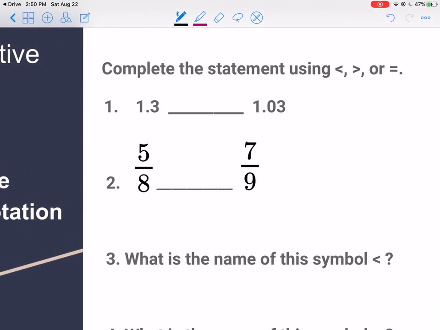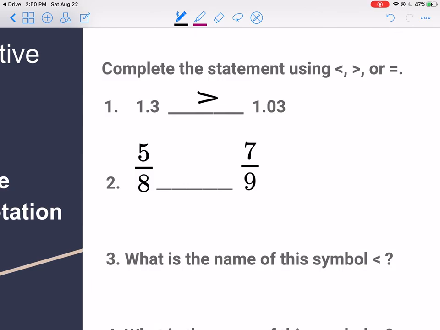So looking at this, it says complete the statement using a less than, greater than, or equal to symbol. So we're comparing 1.3 to 1.03. 1.3 is greater than 1.03, so I'm going to write it that way. And then we're comparing 5/8 to 7/9.